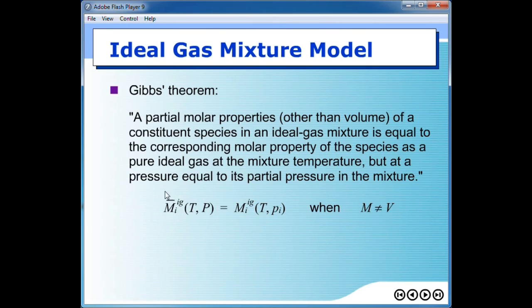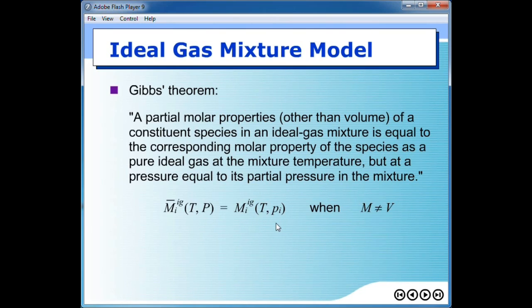This is the partial molar property. These properties are properties of species i in the mixture, so we put a bar here to represent the partial molar property. It takes place at temperature T and pressure of the mixture. It can be calculated to be equal to Mi here, which is the property of species i when it is pure at the same temperature, but the pressure is reduced from capital P to small pi. This is the partial pressure, right? So the sentence here can be translated to a mathematical equation like this.